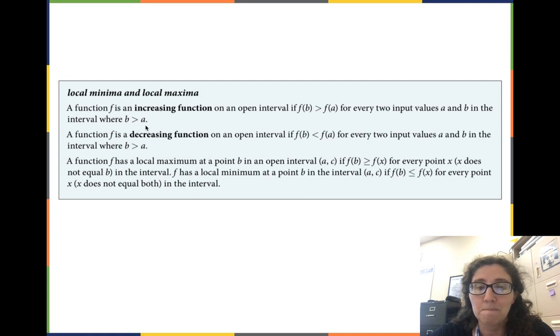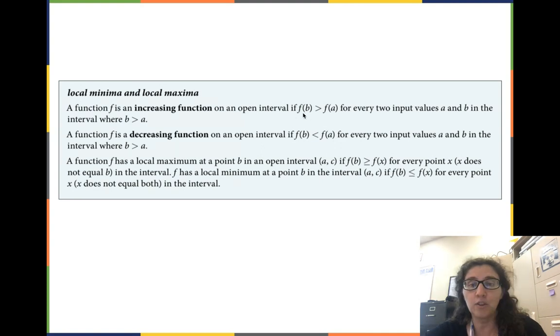Okay. And decreasing is similar. So you might want to pause the video and think a little bit about what that means. Okay, if there's an interval around a point and the output value f of b is greater than the output value for any other a in that interval, you've got a local maximum.